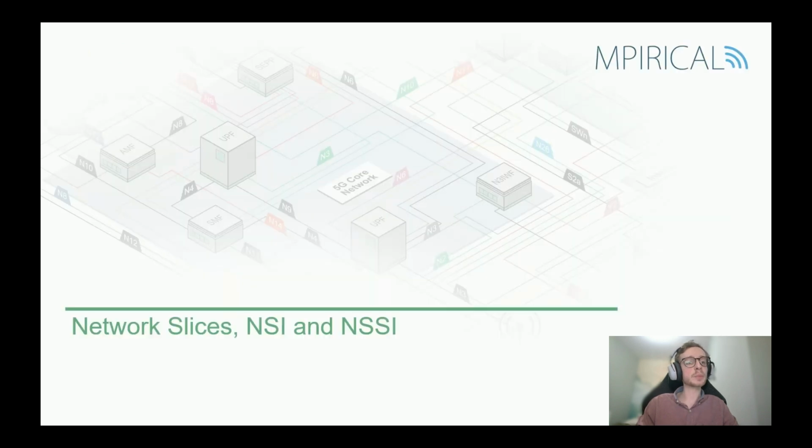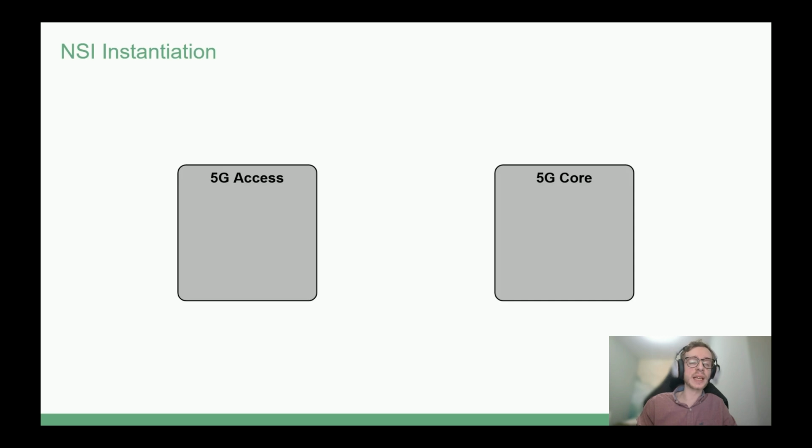Okay, so let's move on now to network slices, network slice instances, and network slice subnet instances. So a network slice is a generic term that we give for that logical representation across the 5G system. But a network slice instance is actually an instance of that blueprint, which was that network slice.